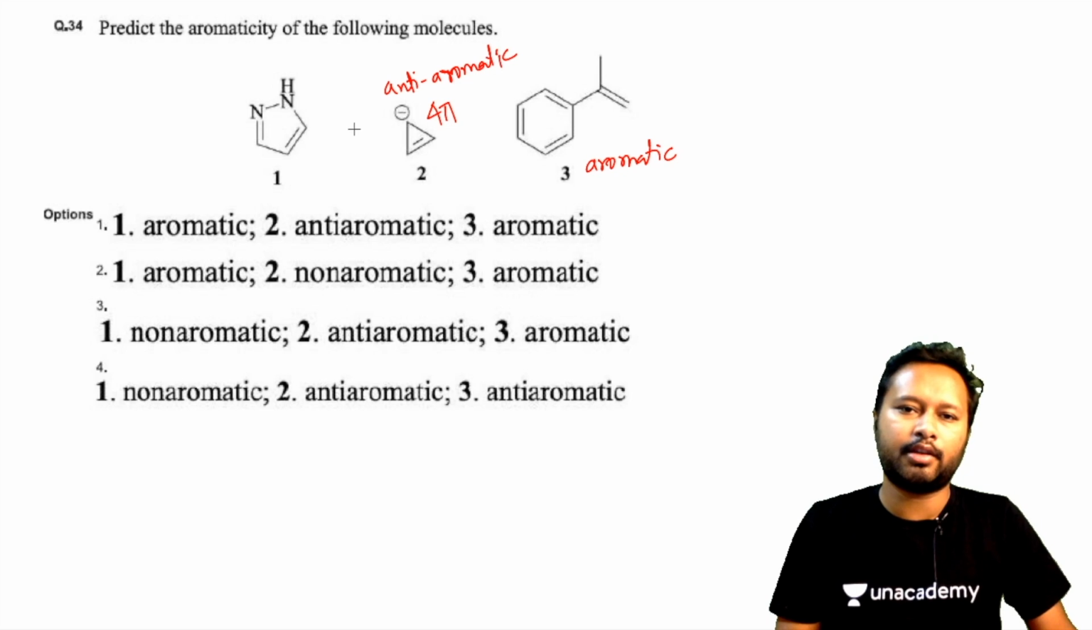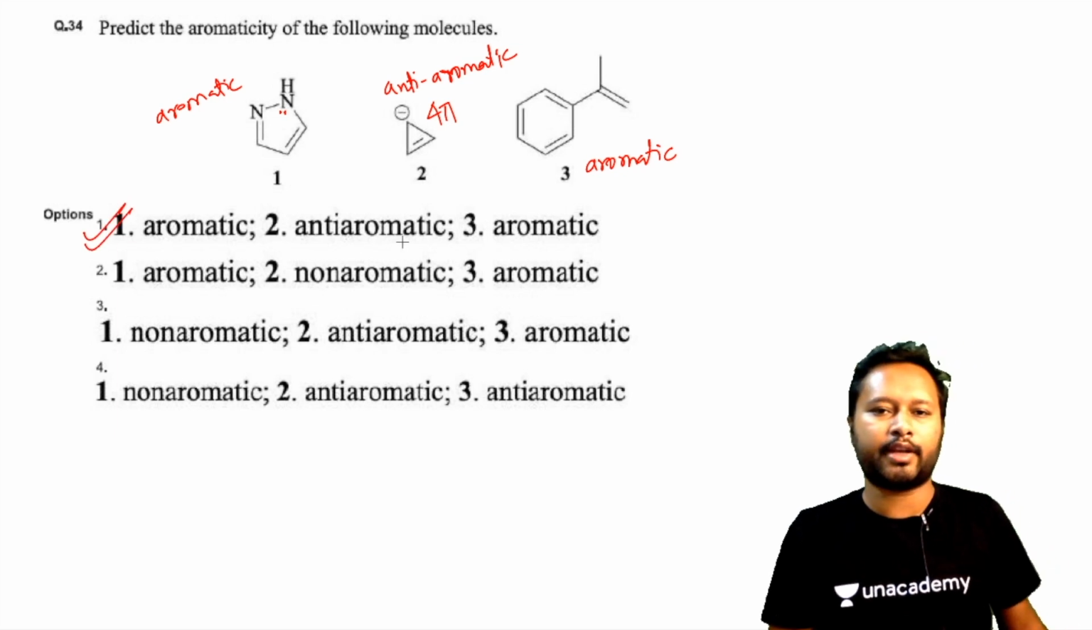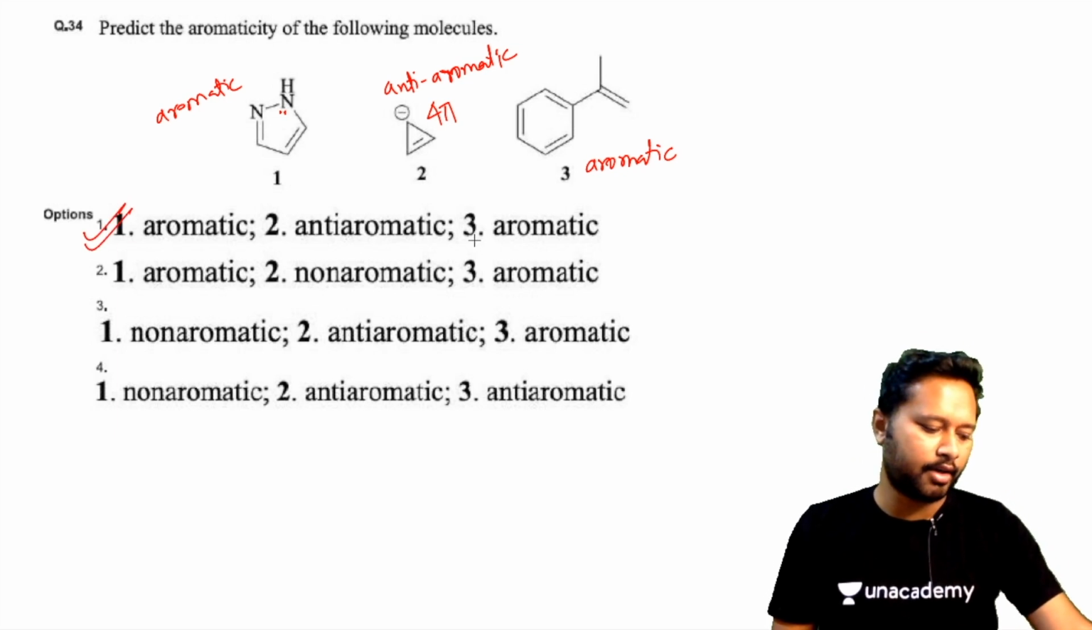And here again in this you can see 1, 2, 3, 4 pi electrons, and 2 pi electrons will come from the lone pair of electrons of nitrogen. So this is again aromatic, which makes option number 1 your correct choice. Aromatic, anti-aromatic, and then again aromatic.